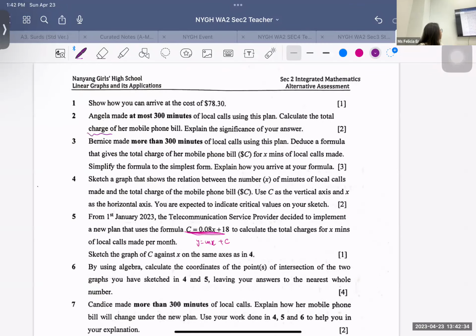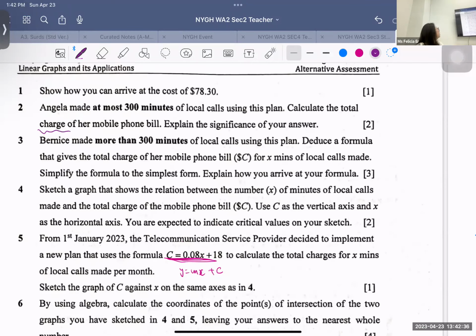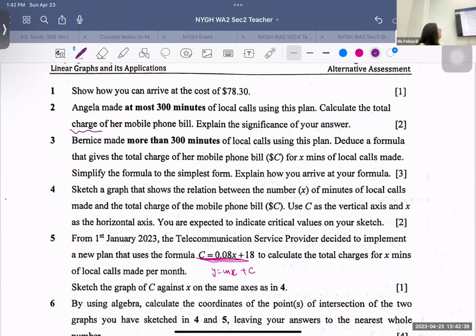Let's look at question 3 now then. So they say, Bernice made more than 300 minutes of local calls on this plan. So now it's another girl, Bernice, and Bernice made more than 300 minutes. So ask yourself, if the question is telling you more than 300, does she only pay the base plan now? No, she doesn't. You have to take into account that every 1 minute there is an additional cost.